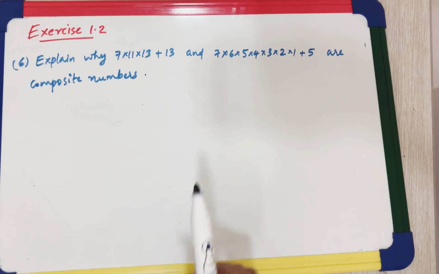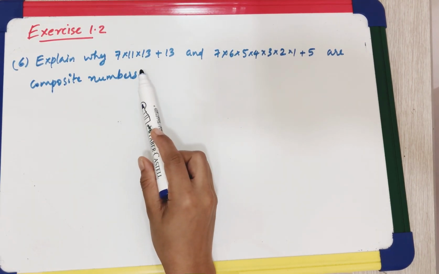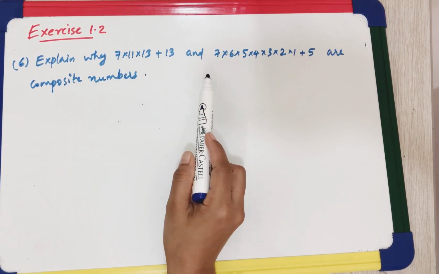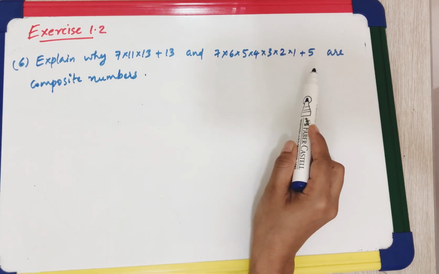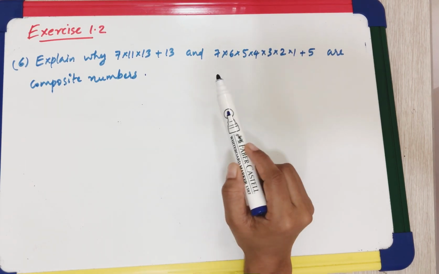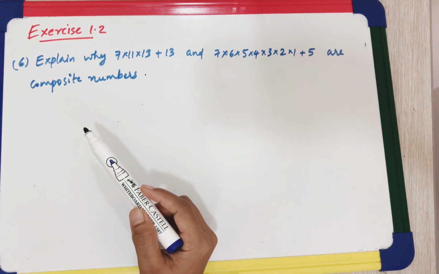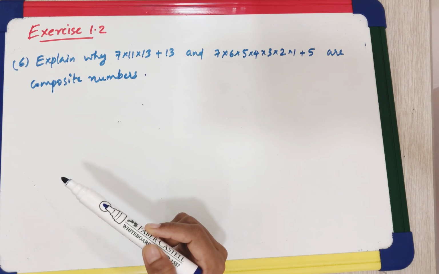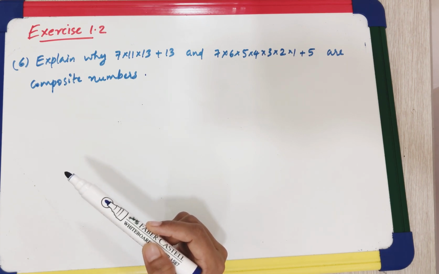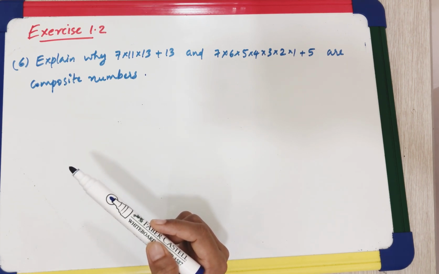Next question, explain why 7 × 11 × 13 + 13 and 7 × 6 × 5 × 4 × 3 × 2 × 1 + 5 are composite numbers. To see the solution, we know prime numbers are the numbers that have exactly two factors, 1 and that number itself. And the composite numbers are the numbers that have more than two factors.